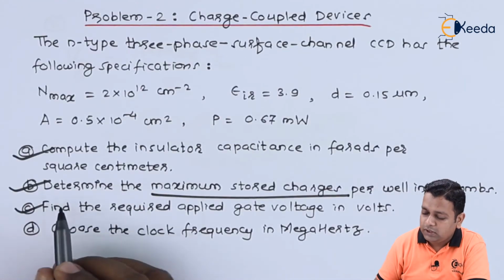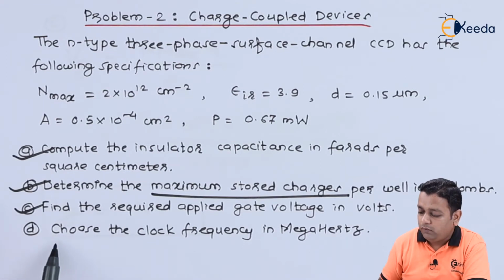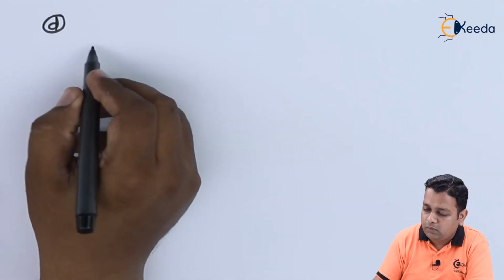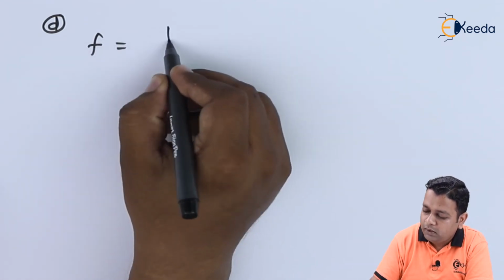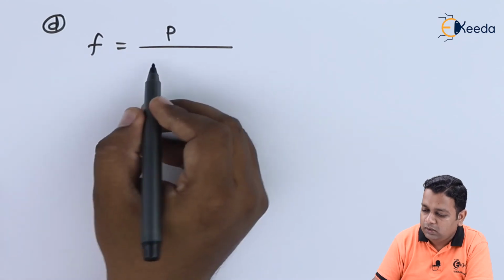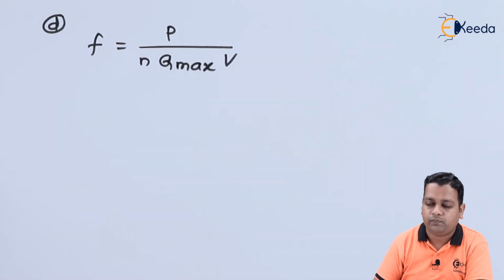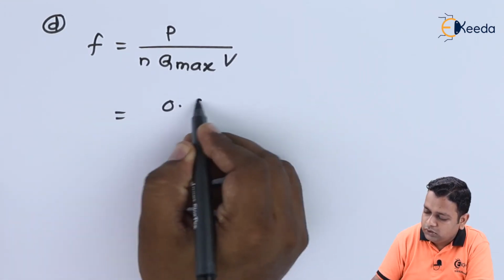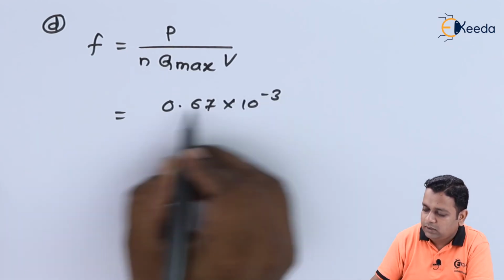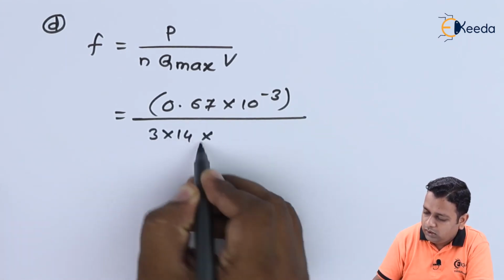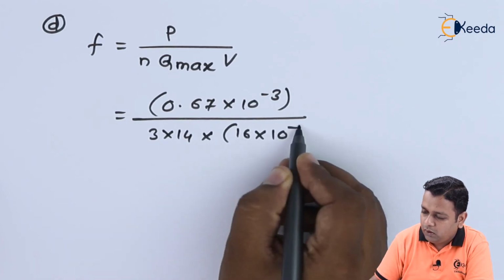So after determination of the answers for part A, B, C, we go for the last portion, that is choosing the clock frequency in terms of megahertz. Now the clock frequency for the device for part D can be simply denoted by F, and it is the ratio of capital P as denoted divided by N into Q max into capital V here. So we can put the values P is equal to 0.67 into 10 raised to power minus 3, and this is to be divided by 3 into 14 into 16 into 10 raised to power minus 12.